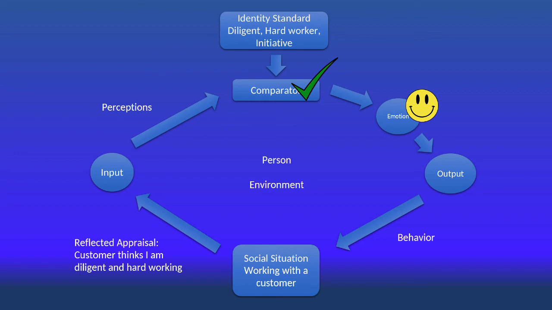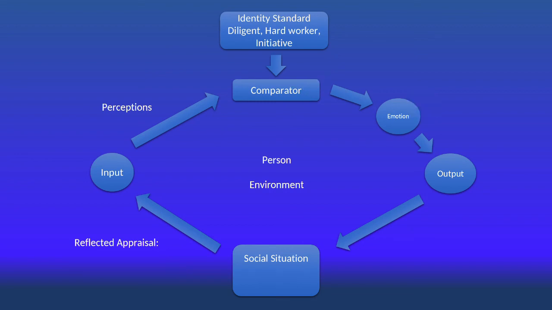But what if the customer had said something different? What if the customer had said something like, "Could you at least try to help me?" Or what if Tom interpreted the customer's remark as sarcasm? "Wow, thanks, you've been so helpful." After all, reflected appraisals are what Tom thinks the customer meant, not what the customer intended to mean. Well, in those cases, the comparator would find a mismatch between the reflected appraisal and the identity standard. That mismatch would produce negative emotion.